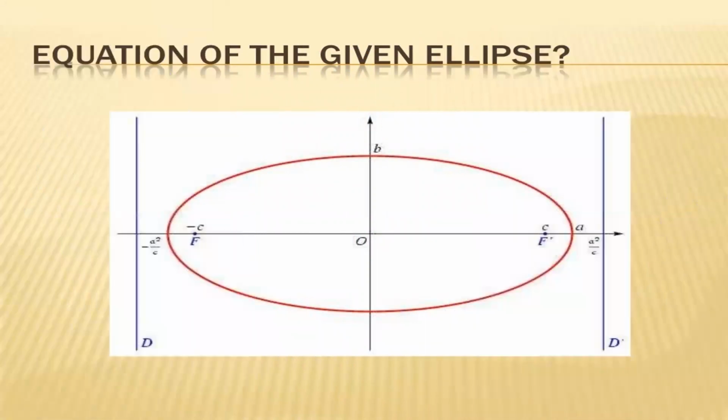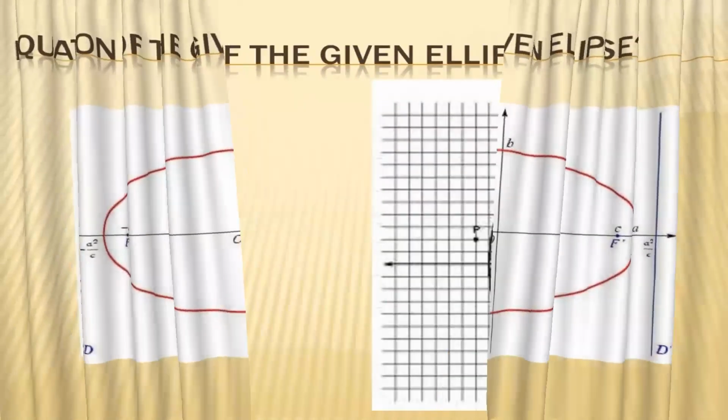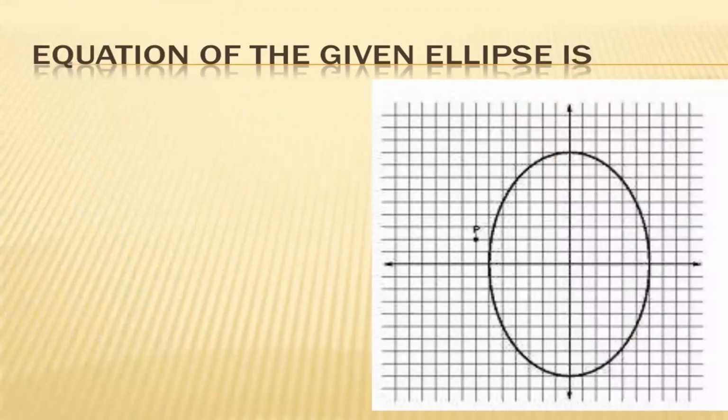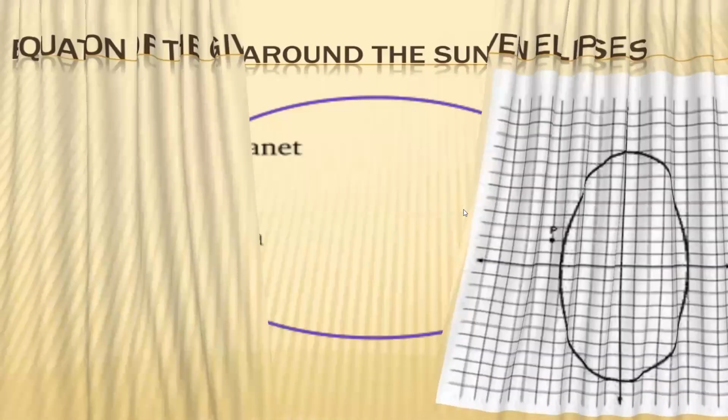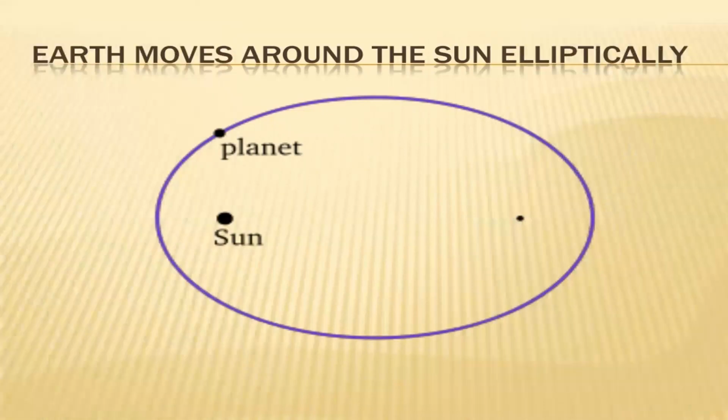Next one, equation of the given ellipse like this. We can draw the diagram of the ellipse. Another case, when b is greater than a, we have this kind of diagram. You can see that the earth moves around the sun elliptically like that. We can see the elliptical shape.